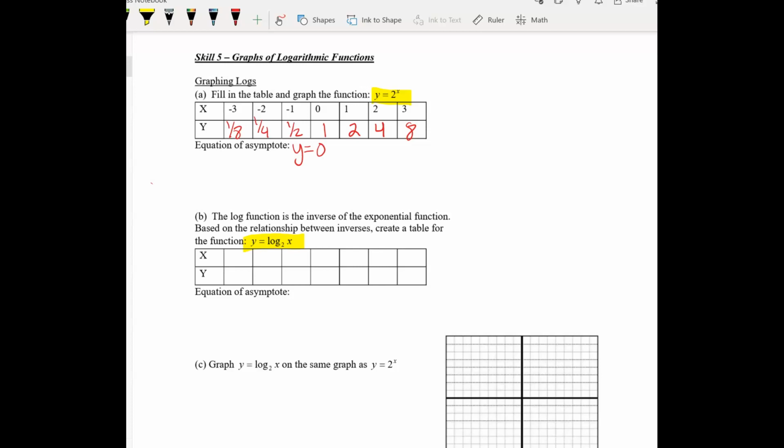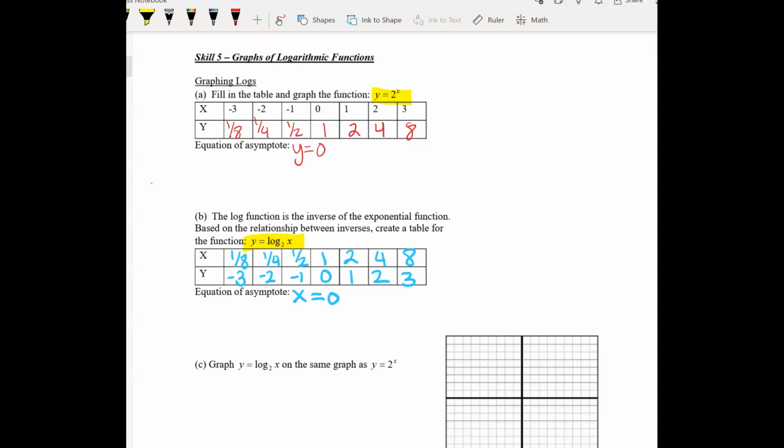Remember that inverses switch inputs and outputs, our x and y values. So all of our y values or outputs previously would now become our x values or inputs, and all of our x values previously will now become the outputs. And then our equation of our asymptote used to be y equals 0. It will now be x equals 0. Again, all the x's and y's are changing places, so that will make that equation look a little bit different. What used to be a horizontal line is now a vertical line.